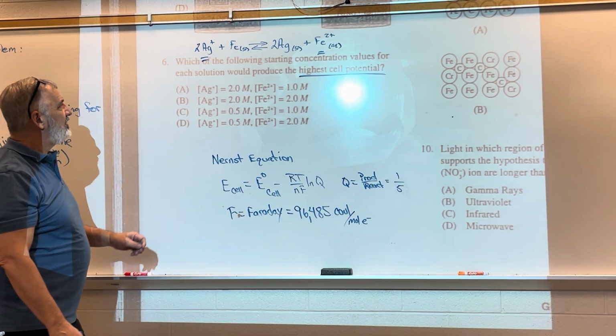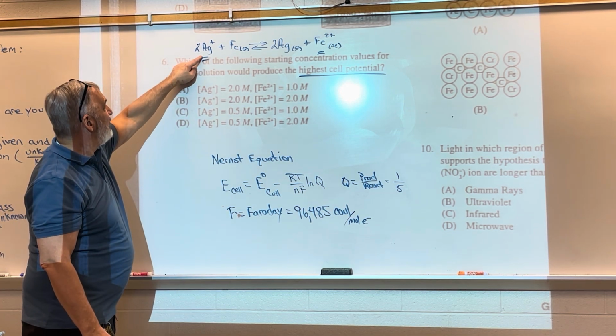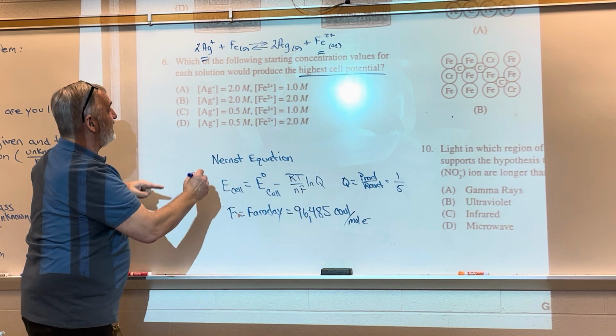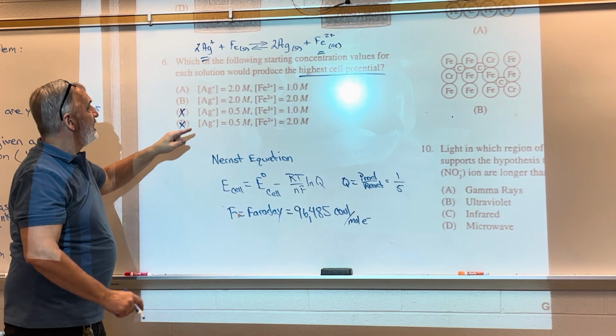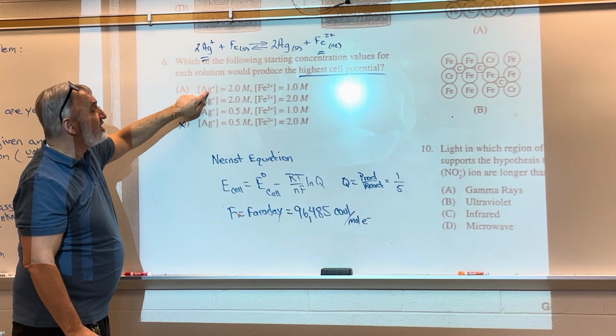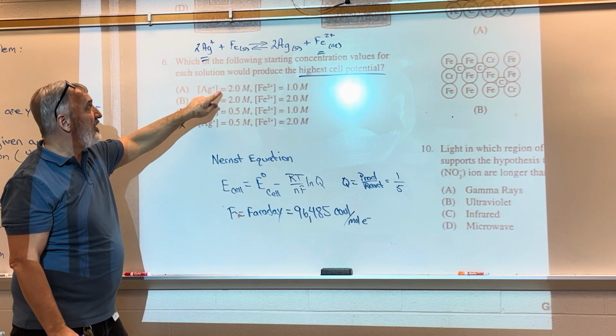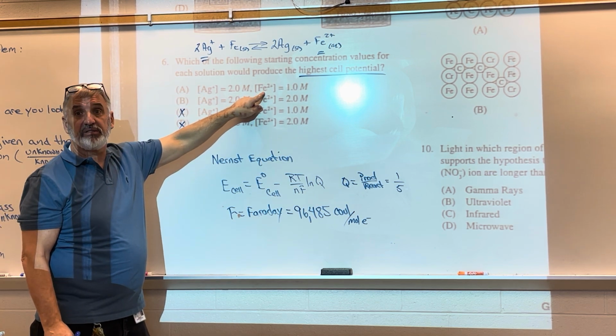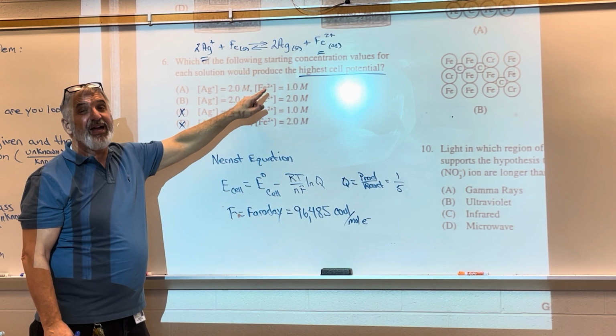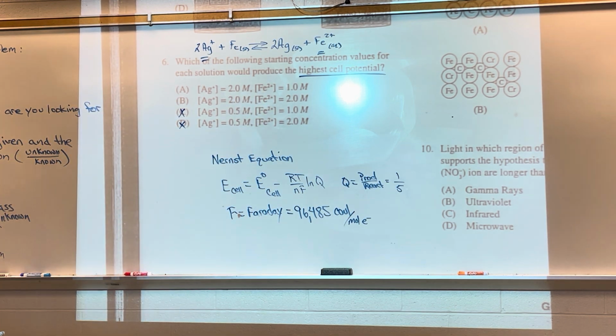Okay? So I have Ag plus, I want that to be 2, so obviously I can cancel those out. All right? So I want the greatest reactant and the lowest product. Do you understand that mathematically? And it makes sense logically too. Just think of a battery. Remember, a voltaic cell is a battery. You want to have a lot of reactant, you don't want product.